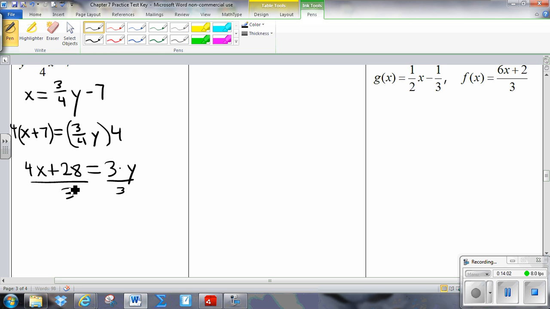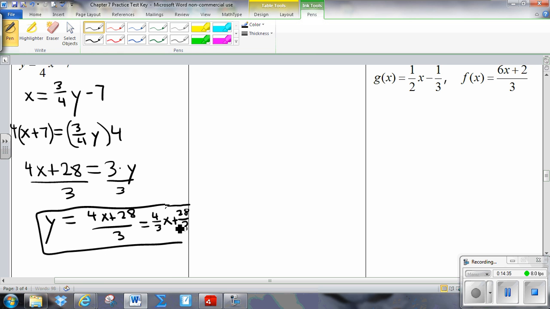So 3 does not go into either of those, so we just leave it alone. So this is going to be y equals, actually, either way is fine with me. I'd be okay if you guys left it either way. So this is 4x plus 28 over 3, or another way you could write this is 4/3 x plus 28 over 3. So I'll accept either one of those as your answer. This form technically is a little bit nicer because you're used to seeing that whenever we're working with linear equations. But like I said, I would accept this part too.